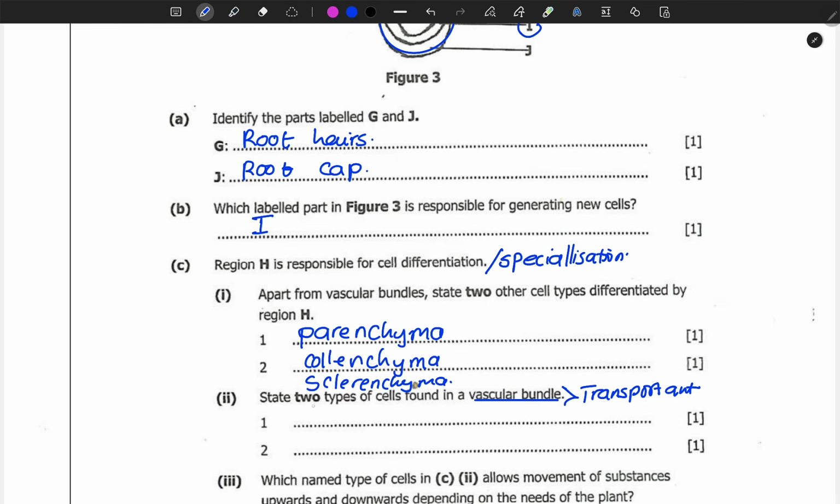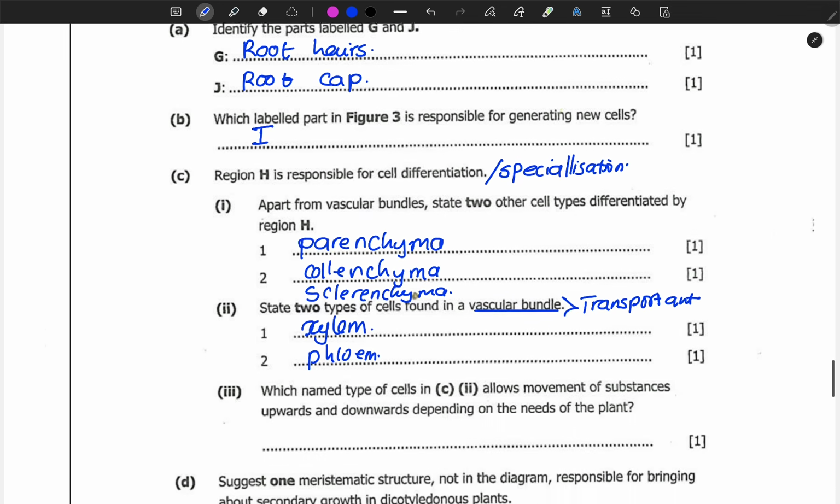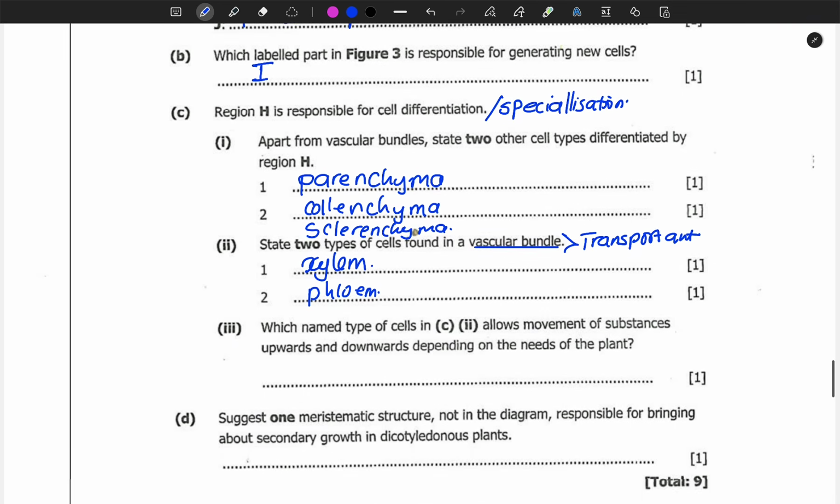So the first one is the xylem, which transports water and salt. We have also phloem, transporting manufactured food. Roman number 3, which named type of cells in situ allows movement of substances upward and downward depending on the need? So that's a phloem. So up and down is a phloem.